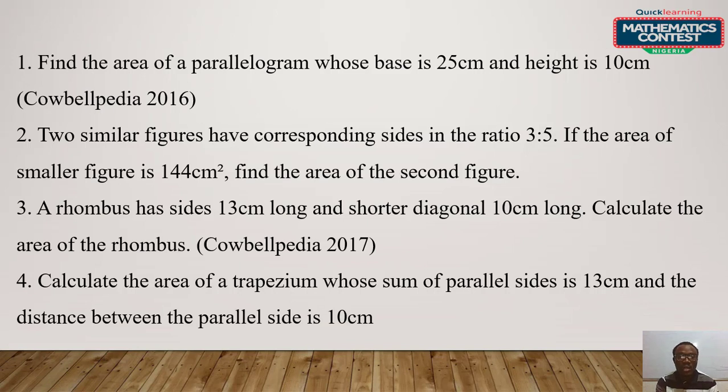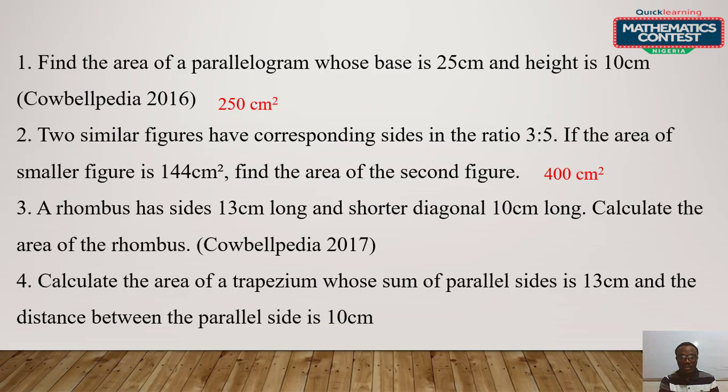Okay, now the first one. Find the area of a parallelogram whose base is 25 centimeters and height is 10 centimeters. This is simple: base times perpendicular height. So 25 times 10, 250 centimeters squared. The second one, from what I just explained shortly, two similar figures have corresponding sides in the ratio 3/5. So to solve that, it will be (3/5) squared equals 144 over x. So x is 25 multiplied by 144 all divided by 9, and the answer we get is 400.